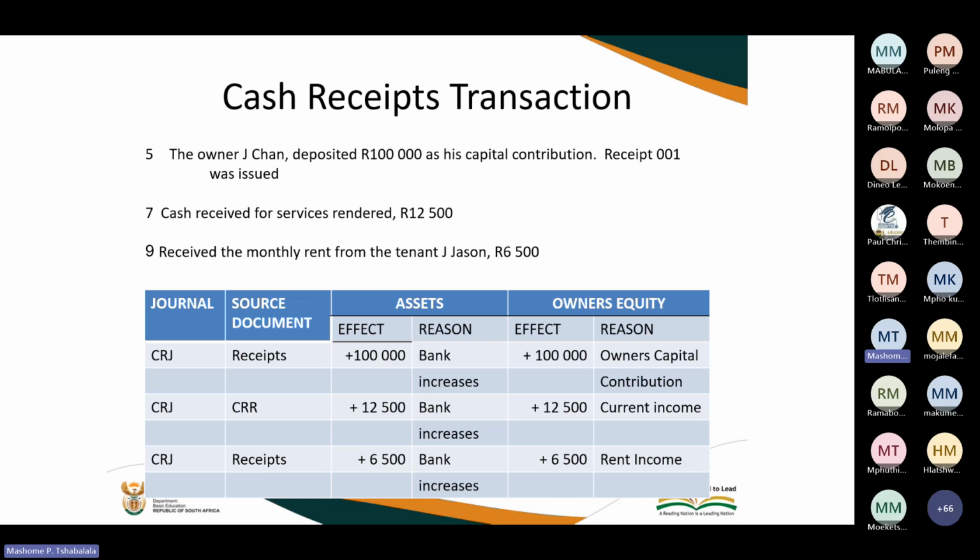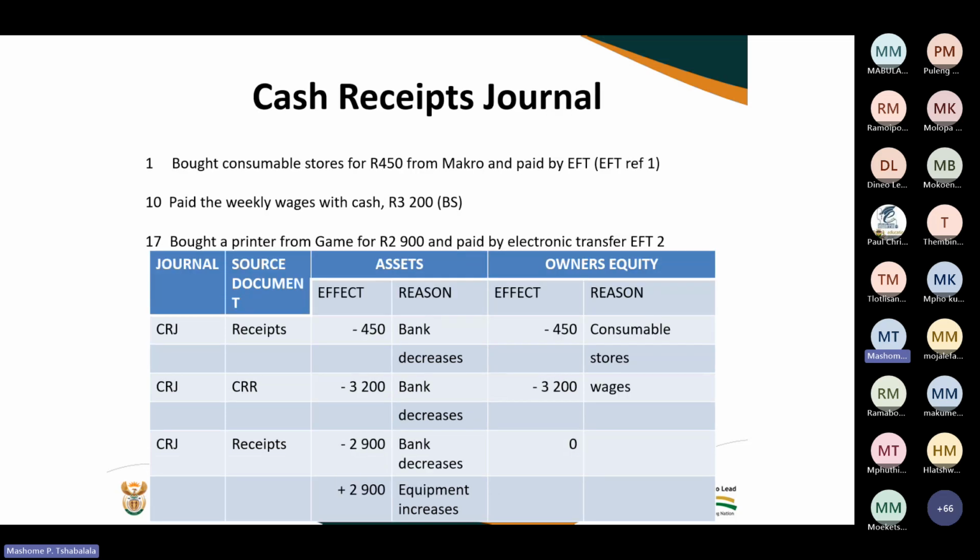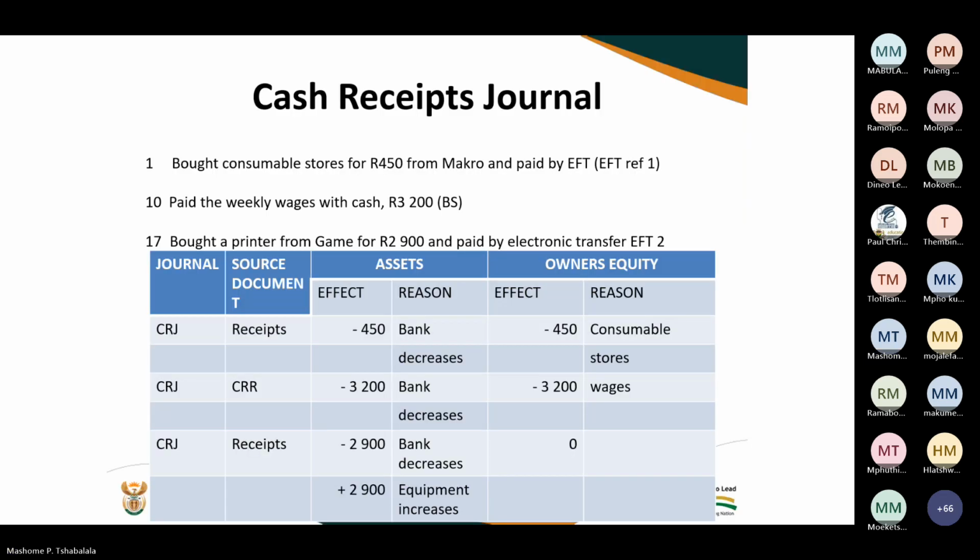Now, let us move to the last one, which is the CPJ. On the CPJ, the cash payment journal, let us look at the cash payment journal. On the cash payment journal, I'm really sorry, it's a mistake. Bought consumable stores for 450 from Macro and paid by EFT.